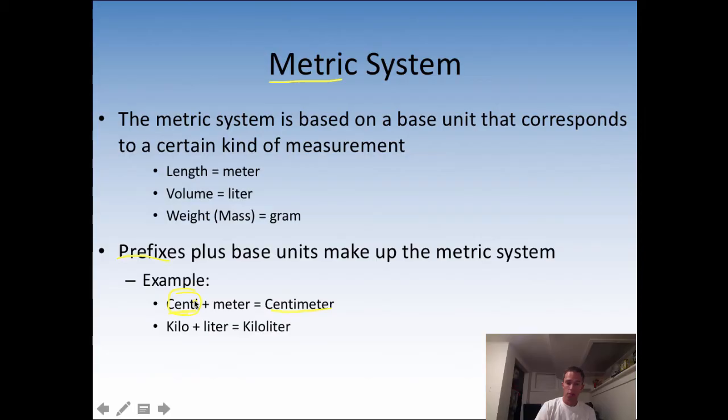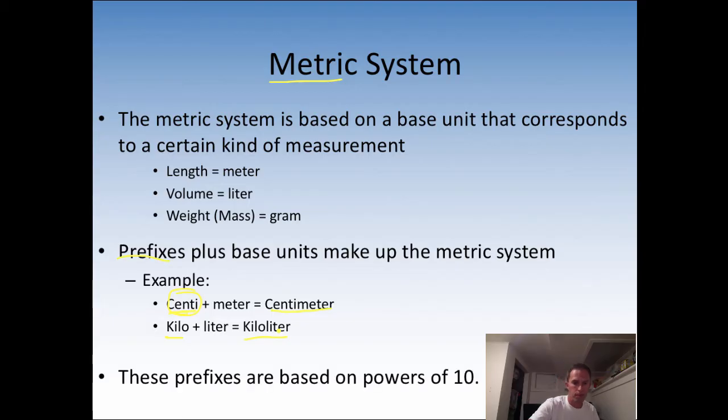But there are other prefixes that we're going to have to get used to. For example, kilo. Kilo means something, and we'll talk about what it means in a second. But if you put kilo and liter together, you get a kiloliter, and that's a measurement of volume. So the metric system uses these prefixes plus the root word. And these prefixes are based on powers of 10.